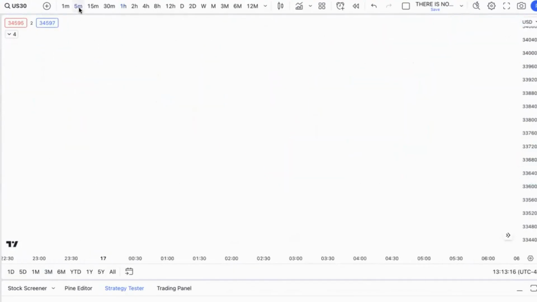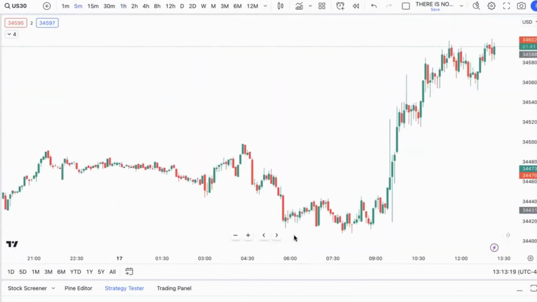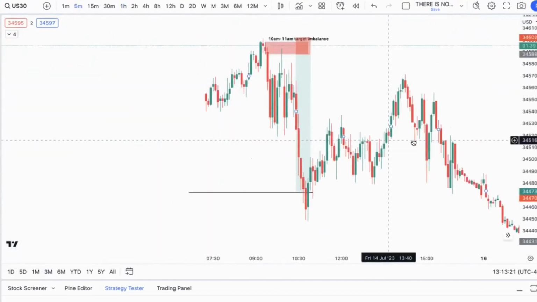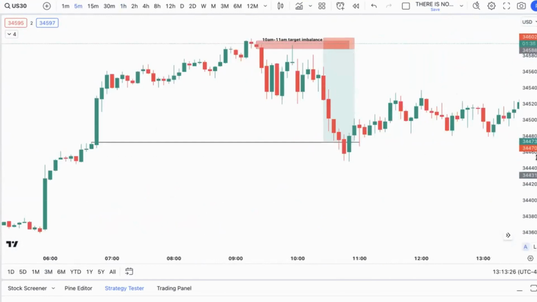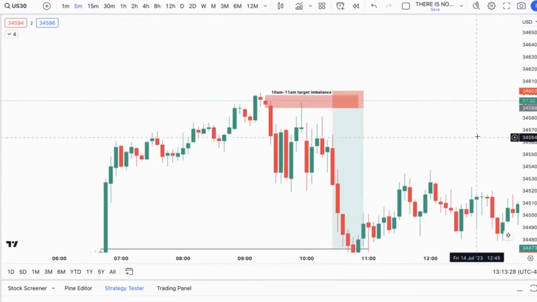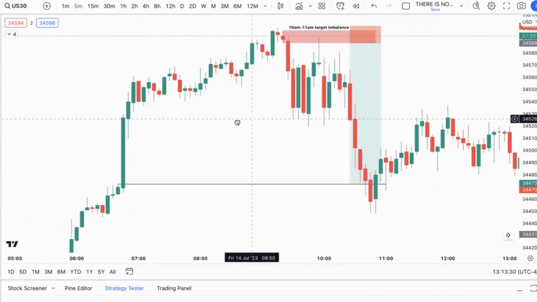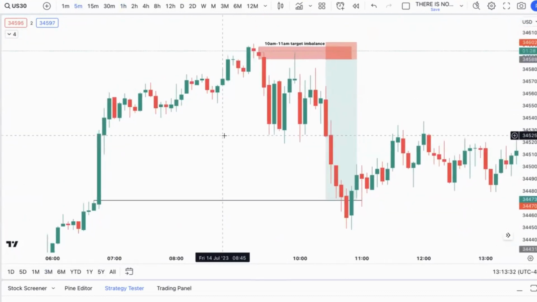On that 5-minute time frame, let's head back to the 5-minute time frame. And what I'm going to do is push all the way back to start showing some examples. So guys, here's a 10 to 11 a.m. The target was the imbalance to the left. And as you can see, between 10 and 11 a.m. is when you want to be able to get in a trade. It doesn't mean that you have to get in and out between 10 and 11. It just means that between 10 a.m. and 11 a.m., this is where you're going to find some type of entry.